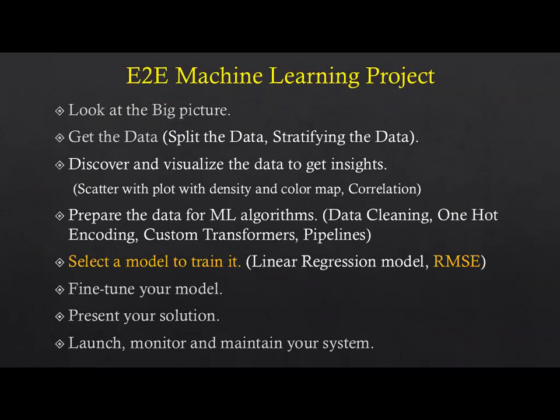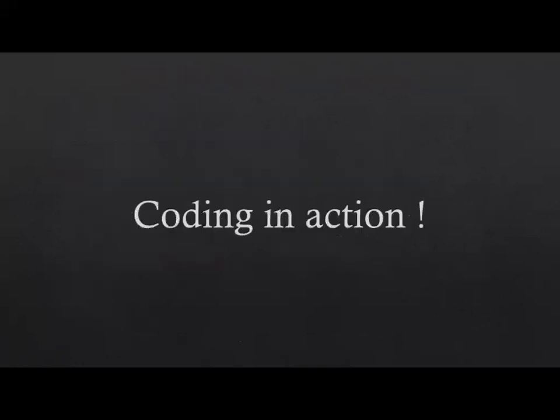And after that, we have seen how to prepare the data for the algorithms, such as data cleaning, one-hot encoding, custom transformers, and pipelines. After that, we started with selecting a model to train. In that, we have seen the linear regression model with sample data. And today, we are going to see the root mean square error. After that, we are going to put the full data into the linear regression model and see the prediction for that. Let's go into the coding.